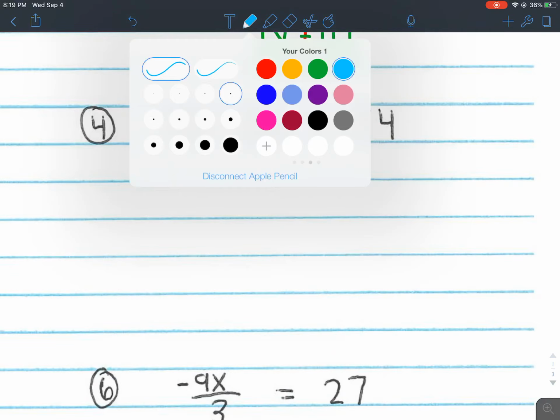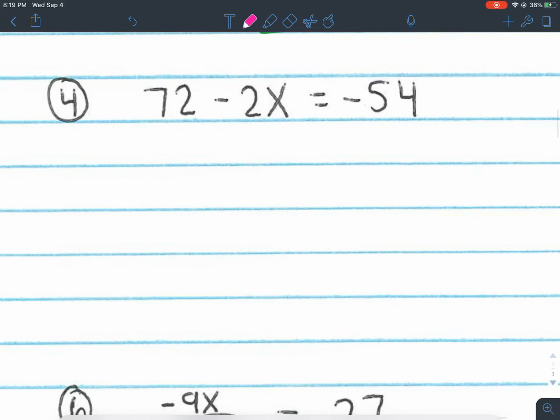Okay, moving on. I have 72 minus 2x equals negative 54. So here, again, I want x by itself, but I want to add or subtract anything first. So the first thing I'm going to do is subtract 72 from both sides.